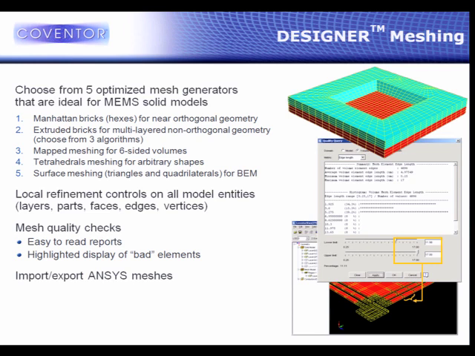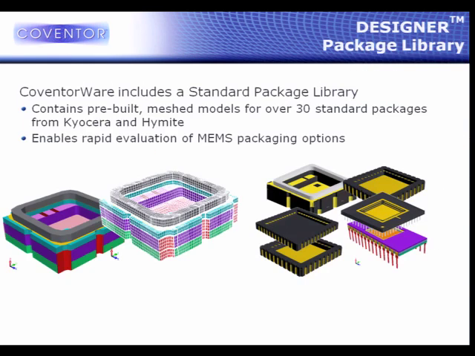And then there are quality checks that help show you what the overall quality of the mesh is, as well as highlight bad elements in the mesh. And finally, we know ANSYS is out there and a popular tool for MEMS, and we have the ability to import and export ANSYS meshes. The one potential gotcha there is that we don't import or export material properties. So you can get the mesh in, but you're going to have to manually transfer the material properties from one tool to the other.